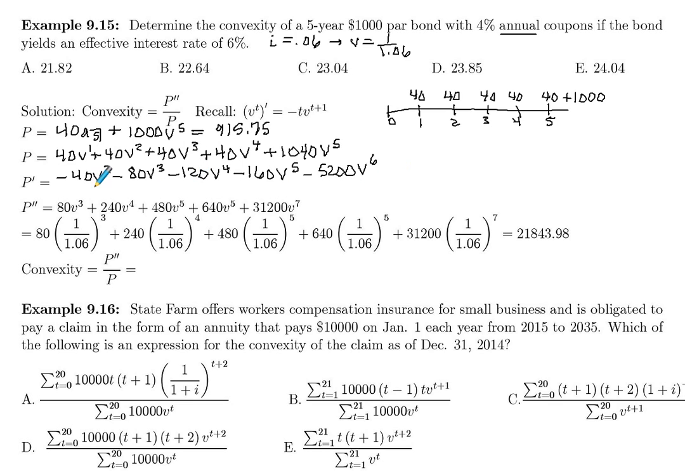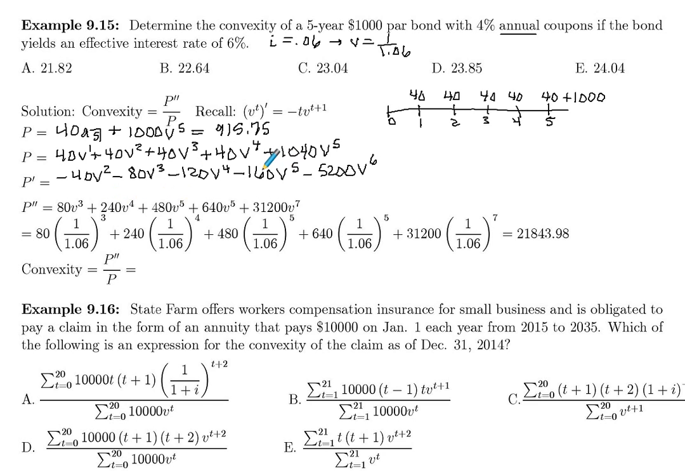So then we do the same thing here to find p double prime. Negative 2 times negative 40, positive 80, increase our exponent by 1. Negative 3 times negative 80, because remember you add a negative to the exponent when you bring it down in front. Negative 3 times negative 80, positive 240 here, increase your exponent to v to the fourth. Negative 4 times negative 120, positive 480, v to the fifth.